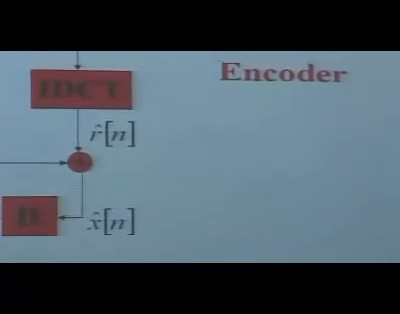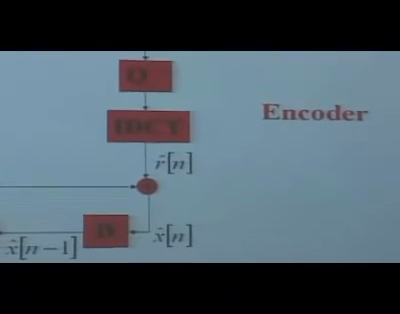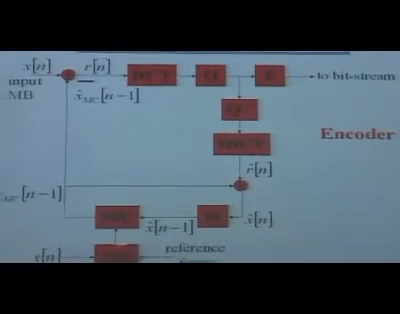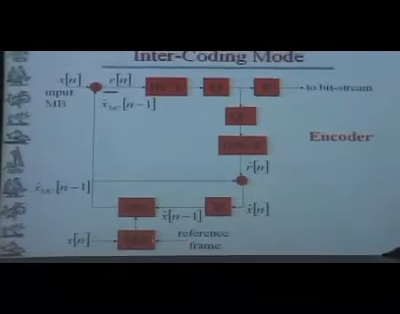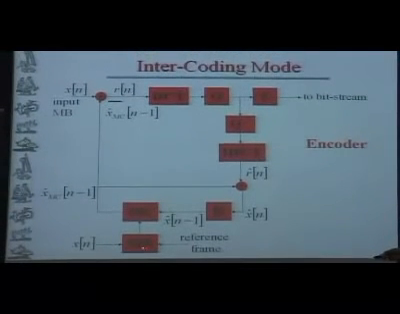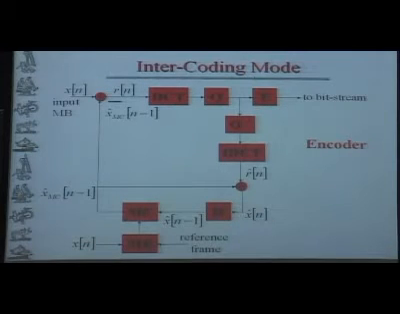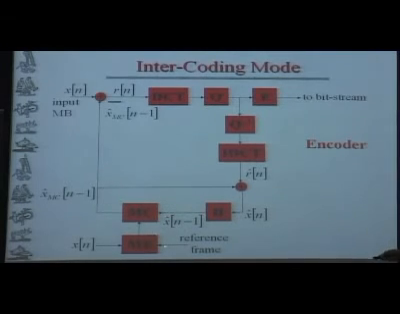The inter-coding mode is slightly more complicated. For each block, the input to the motion estimation module is the reference frame. This is the current block. Xn is a block, the 16 by 16 square block. So that block gets motion compensated, and then the difference between the motion compensated block and the original block is encoded and goes to the bit stream. And this is the decoder.